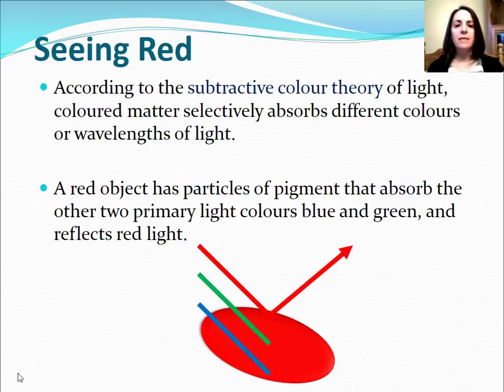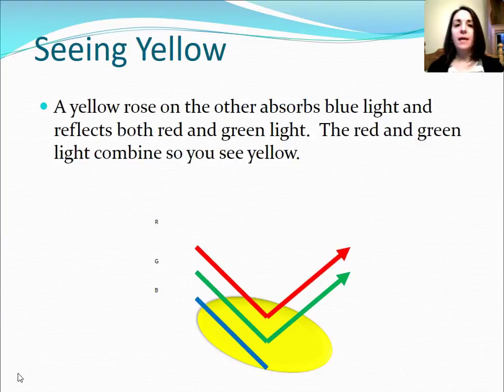So just to kind of go through an example, a red object appears red because it has particles of pigment that are absorbing those other 2 primary colors of light, blue and green. So those blue and green colors have been subtracted from the light. The only light that is reflected is the red light, so that's what you see. Seeing an object as yellow, on the other hand, means that blue light has been absorbed, but green and red light have been reflected. And when green and red combine, we see yellow.